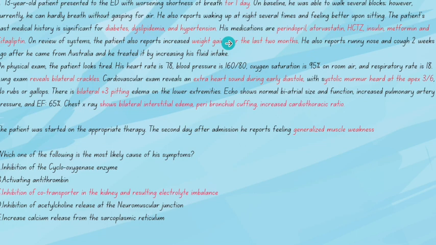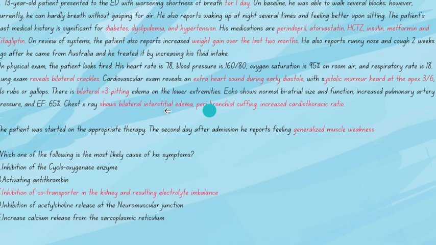You examine him, he's a bit hypertensive. He has bilateral crackles, so this is a sign of volume overload. There is an extra heart sound, so this is the S3. And there is a systolic murmur heard at the apex, so this is a secondary mitral regurgitation due to annular dilation in the context of heart failure. He does have plus 3 edema. So this guy also has signs of volume overload, and that is evident on the chest x-ray. So this is an acute exacerbation of heart failure.